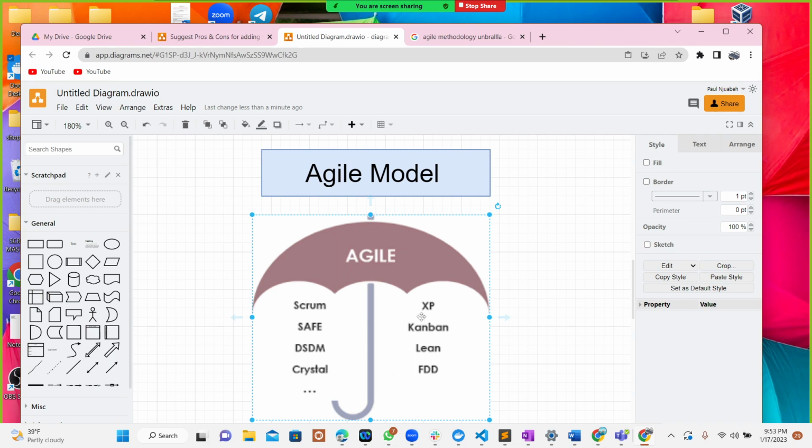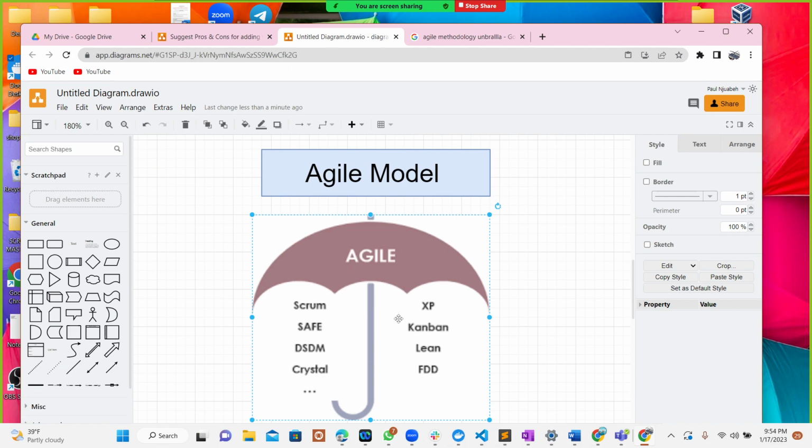Then you have Crystal, Extreme Programming, Kanban, Lean, feature-driven development, test-driven development. All of that, they're all Agile frameworks. So these are the methods and all the other best practices and values that Agile is defined upon, the values in the Agile Manifesto.